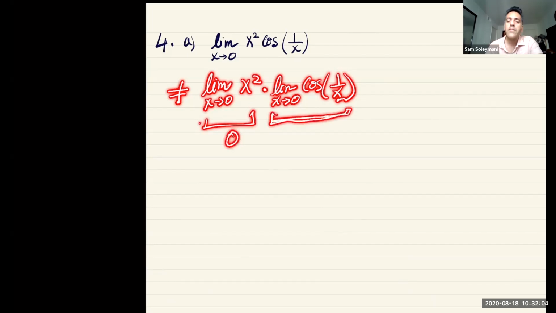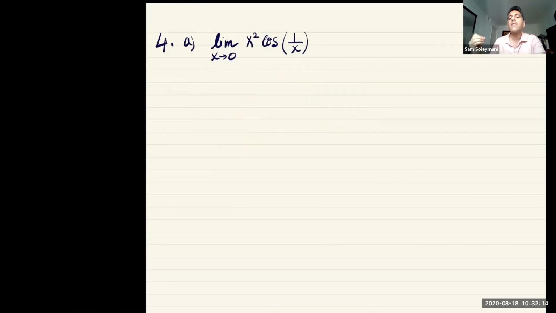This limit is a DNE. It doesn't exist. Cosine of 1 over, what's cosine of 1 over 0? So you can't take the limit of x squared times the limit of cosine of 1 over x and multiply out, because the rule for products says that the limit of a product is the product of limits only if the limit of each exists.